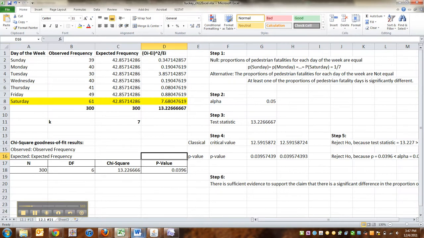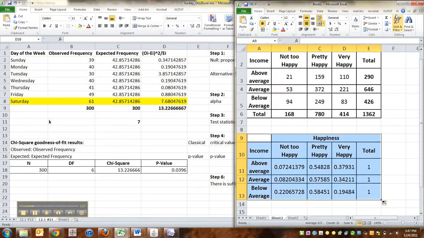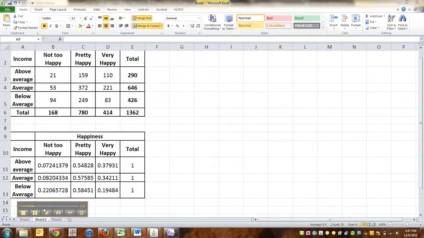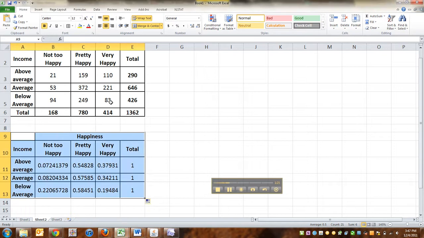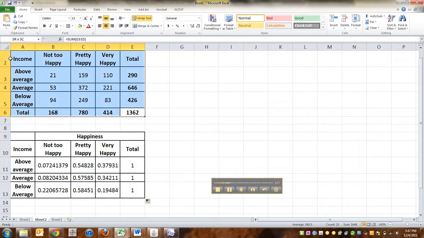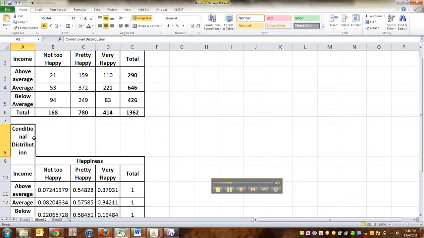So let me go, oopsie, wrong spreadsheet. There we go. Hold on. There it is. Okay, so let's do this. This was observed right here. Oops, right up here. This conditional thing was just for fun. So I'm just going to label it conditional distribution. Just to remind you, that's where that came from. That was from way back in the day.